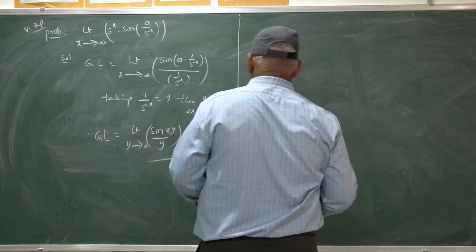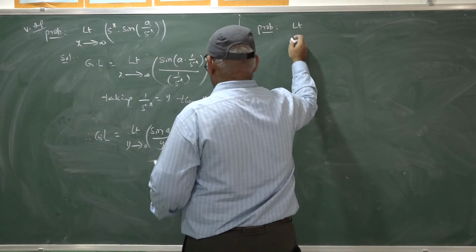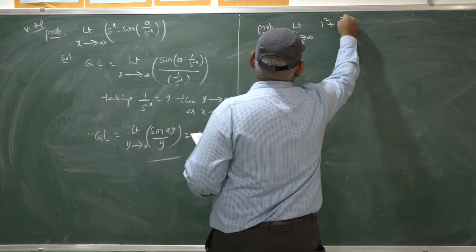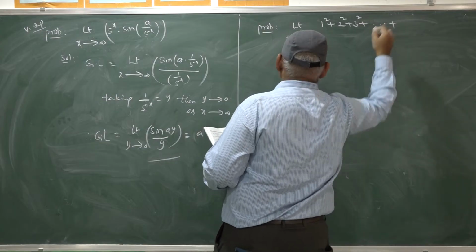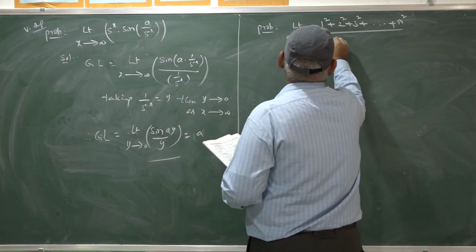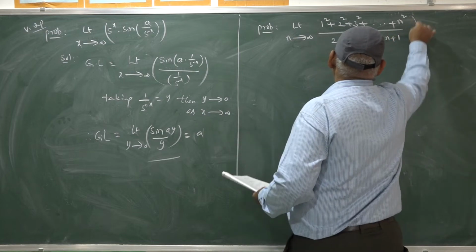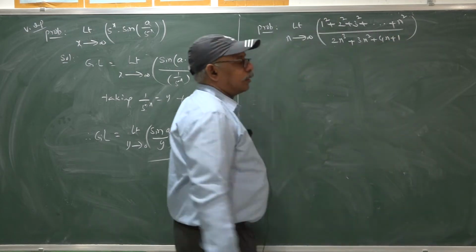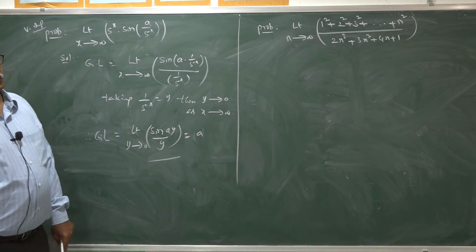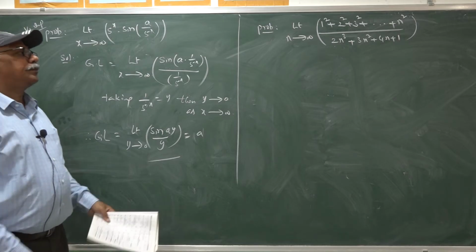Next, find the limit as n goes to infinity of (1 square plus 2 square plus 3 square and so on, up to n square) by (2n cube plus 3n square plus 4n plus 1).